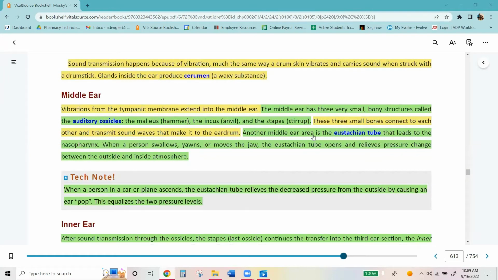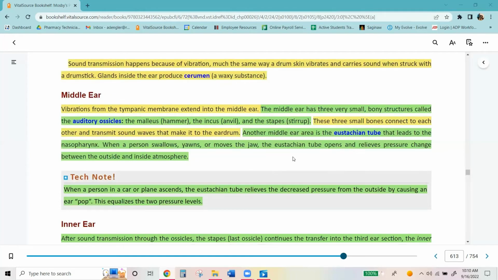The middle ear has three very small bony structures called the auditory ossicles. So there is the malleus, the incus, and the stapes. These three small bones connect to each other and transmit sound waves that make it to the eardrum. Another middle ear area is the auditory tube that leads to the nasopharynx.